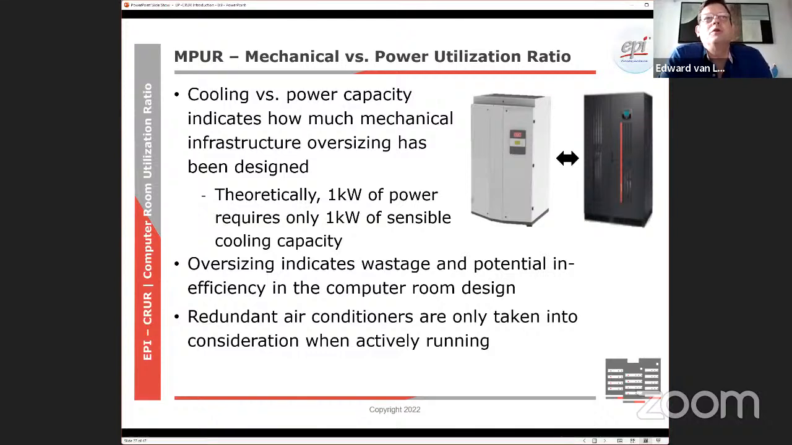However, in a computer room, we know that there is always some mixing of air. Sometimes we have imbalance in terms of heat loading per rack. And as a result, we typically tend to over-design again the kilowatt rating of the air conditioner versus the kilowatt that we expect in terms of UPS/IT power. Now, the more we over-design again, the more wastage we are creating. Hence, the MPUR is looking at how good is the relationship balance between mechanical energy and the power energy. And of course, we take redundancy into consideration.